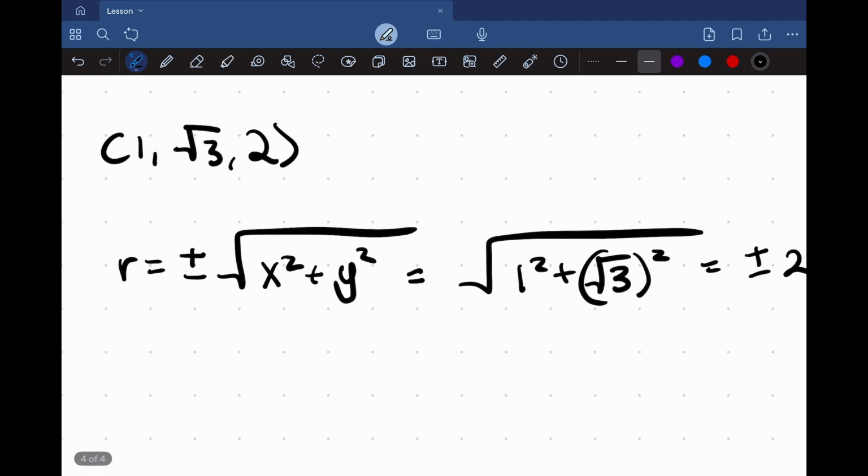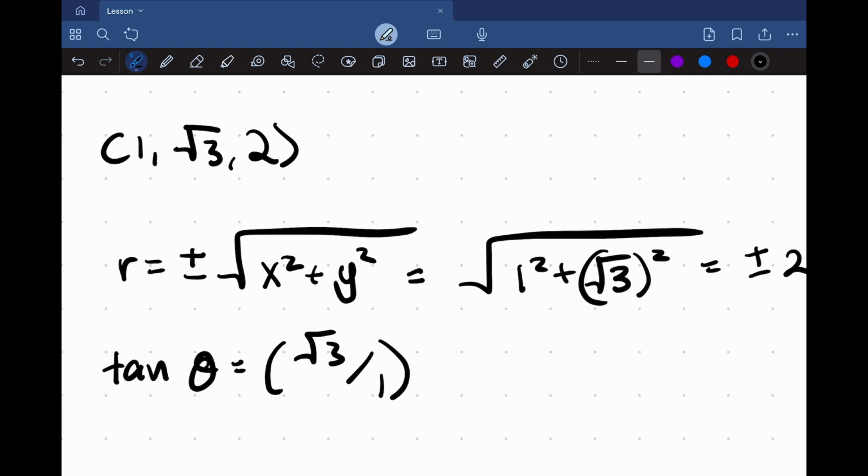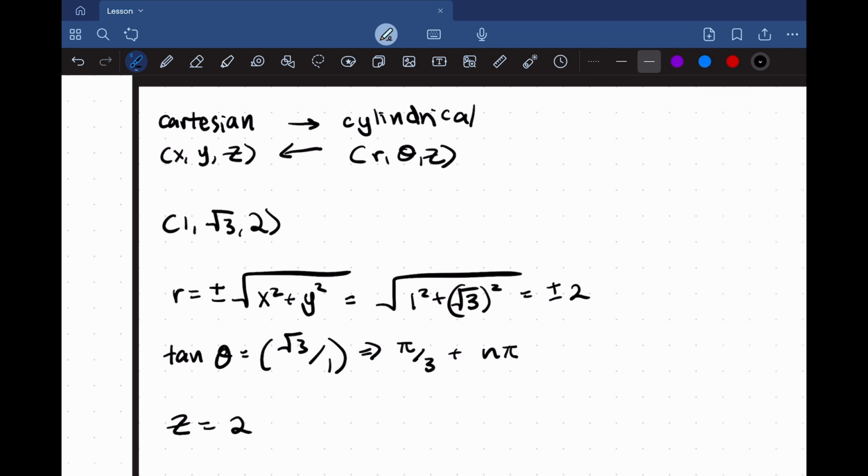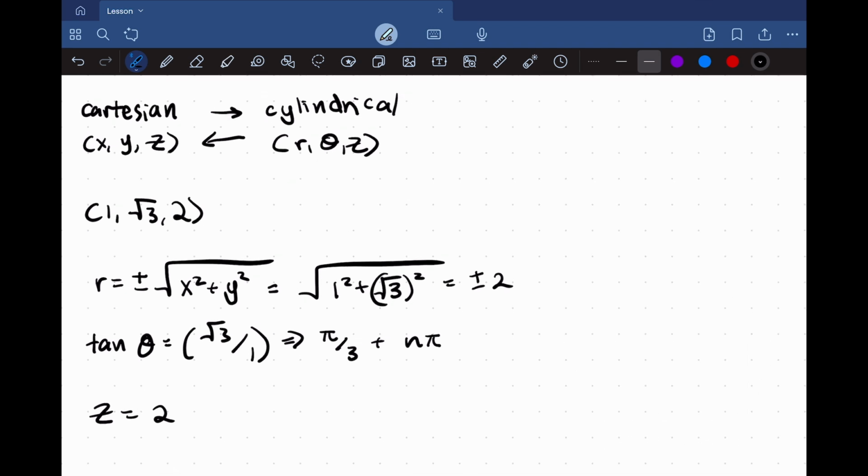We also have theta. So tan of theta is equal to root 3 over 1, which is our y over x in this case. And this gives us pi over 3 plus n pi. Lastly, z is equal to 2, as it carries over. So now we can convert rectangular to cylindrical, and cylindrical to rectangular. We're going to be applying this to a problem in the equation.